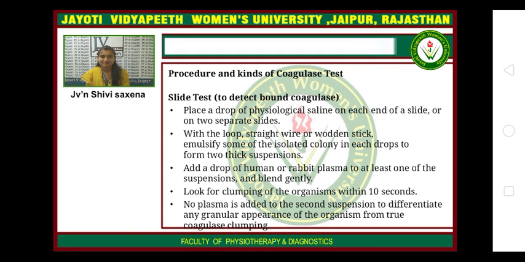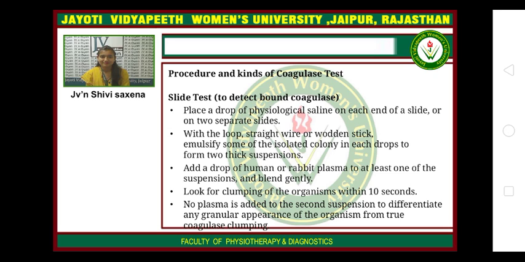Procedure and kinds of coagulase test. Slide test to detect bound coagulase. Place a drop of physiological saline on each end of a slide, or on two separate slides, with a straight wire loop or wooden stick. Emulsify some of the isolated colony in each drop to form two thick suspensions. Add a drop of human or rabbit plasma to one of the suspensions and blend gently.